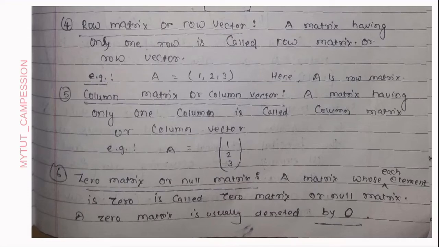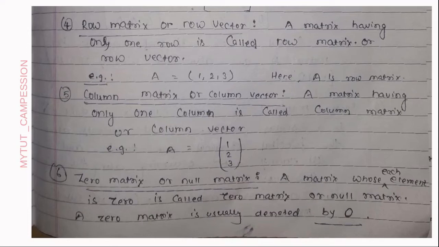For example, A equals 1 2 3. Here is a matrix of order 1 cross 3. The number of rows is 1 and the number of columns is 3. In a row matrix it doesn't matter how many columns there are; it only matters that the matrix has only one row.